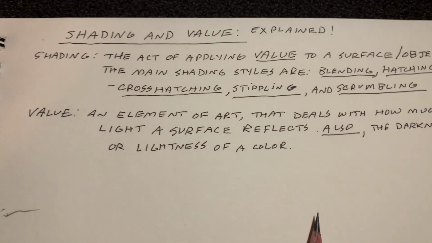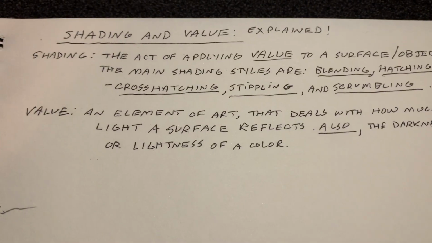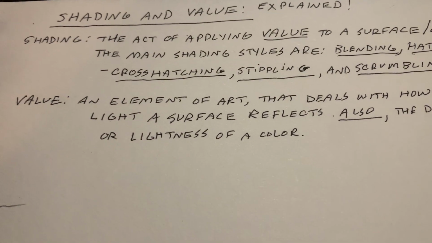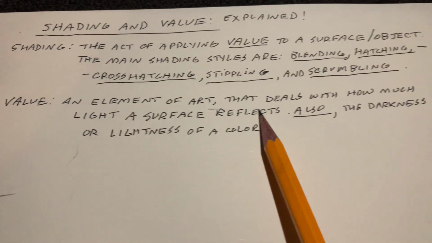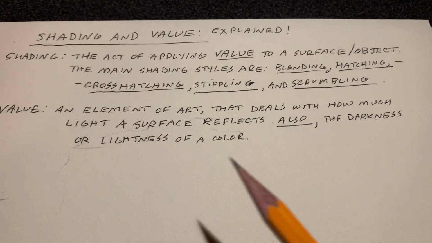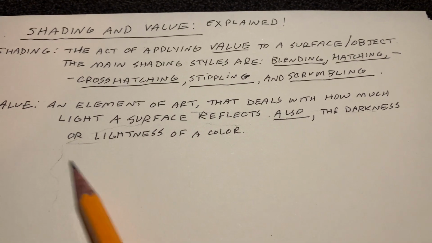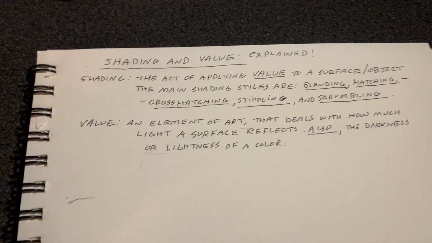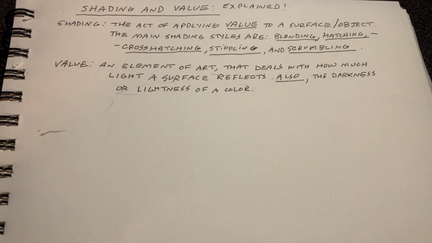And, well, what's the definition of value? Value is an element of art, which is one of our basic building blocks of everything that we see, like value, line, shape, form, color, texture, space, etc. It's an element of art that deals with how much light a surface reflects. That could be a little bit of light or a lot of light, depending on the form and how the light is hitting it. Also, the darkness or lightness of a color, and we will get into that further along as we start using color. But right now, we're thinking about pencil shading and also a little bit with the ink pen.